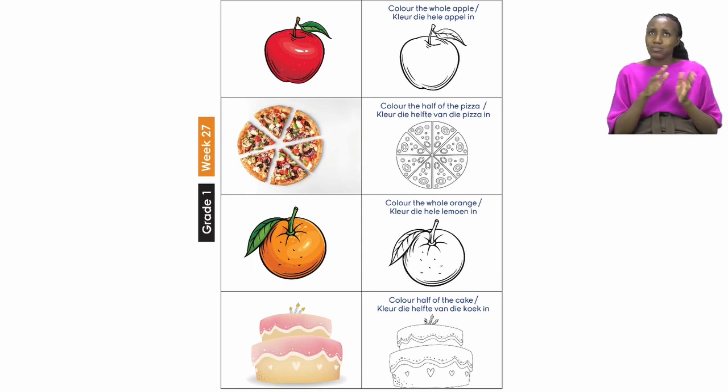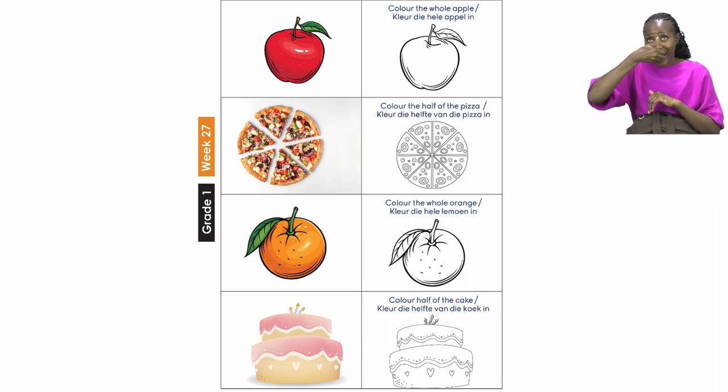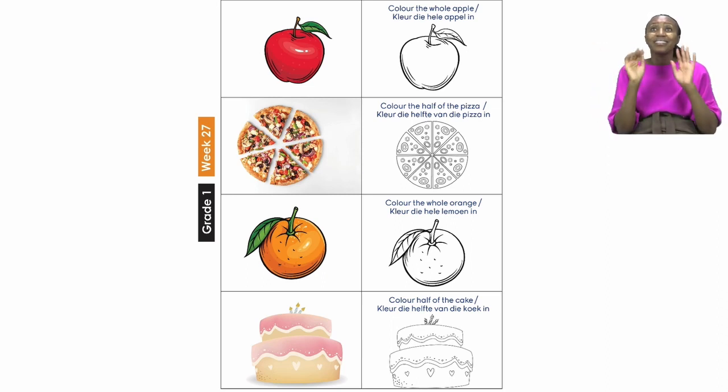After that, we have a delicious pizza. You're going to color that pizza half. Then we have an orange, which will be colored whole. And then the cake, which will be colored half. Now, before you start your coloring, I want to show you what half and whole look like. So let's take a look.